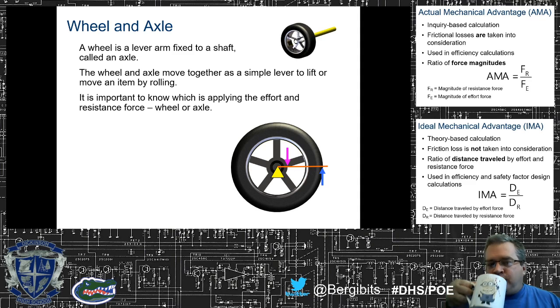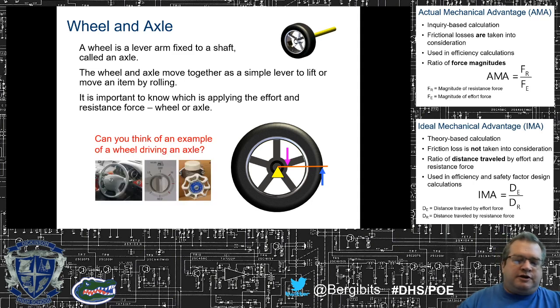Okay, let's switch to wheel and axle. A wheel is a lever arm fixed to a shaft called an axle. It helps lift or move an item by rolling. Pretty simple, straightforward. Your effort's going to be, if the axle is driving the wheel, in this case, the purple would be the effort, and the resistance would be the blue. If the wheel is driving the axle, the other way around, the effort would be the blue, and the resistance would be the purple.